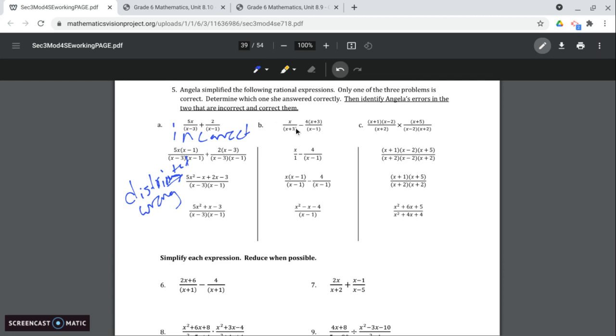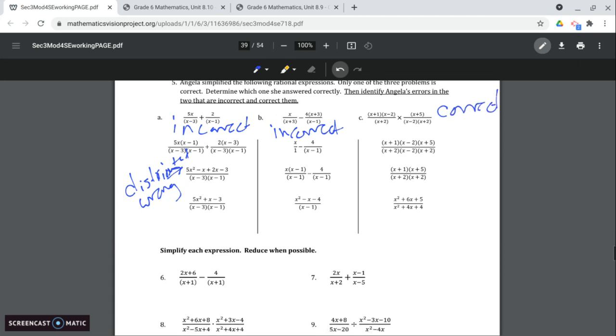All right, let's look at the next one. Here we have x over x plus 3 minus 4 times x plus 3 over x minus 1. Those 2 things are the same, so they canceled them. Then they have x over 1 minus 4 over x minus 1. Then they multiplied. The thing is, you can't actually do it like this. You can't cancel like that because it's subtraction. So this is incorrect. That means this last one is the one that she did correctly.